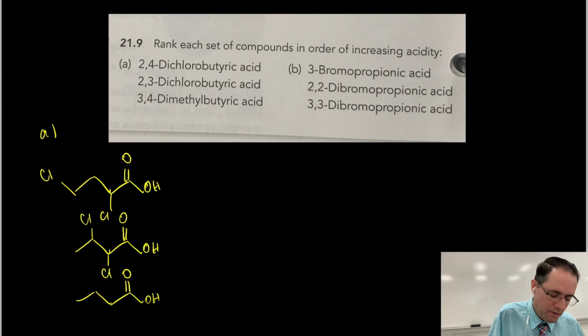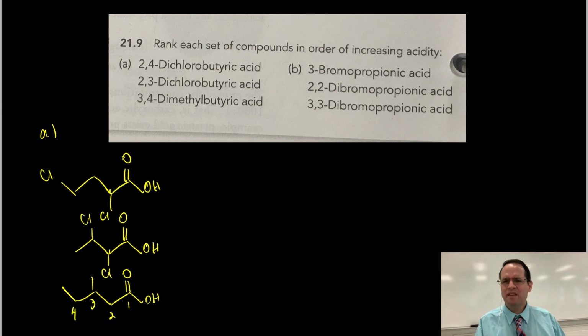And the other one has methyl groups at 3 and 4. I think that's a mislabeled substance, because if you put a methyl group at carbon 4, then you don't have a butyric acid anymore. You have a pentanoic acid. But anyway, let's just analyze these structures here. This problem looks a little weird to me. But let's look at the electronegative halogens first. That's what you want to focus on.